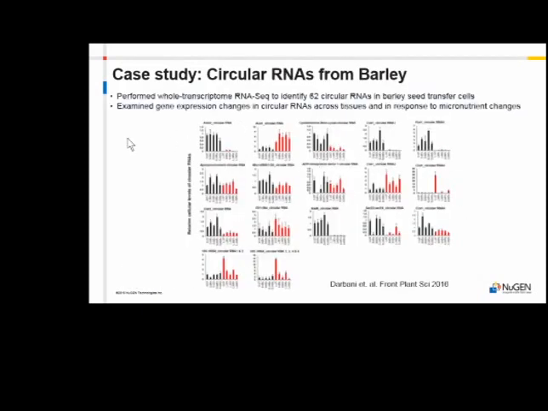And here's a study showing discovery of non-coding RNAs in barley. This group performed whole transcriptome RNA-seq with our RNA-seq V2 system and identified 62 circular RNAs in barley seed transfer cells. So these RNAs are much more lowly expressed than an mRNA, and they still had robust detection of these RNAs with our kit. And they looked at the gene expression changes in these circular RNAs across tissues and in response to micronutrient changes. Again, this is a bit difficult to see, but we're seeing good concordance of the controls across different micronutrient tests compared to samples where the nutrients have been changed.